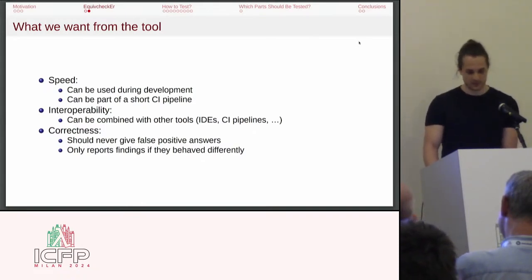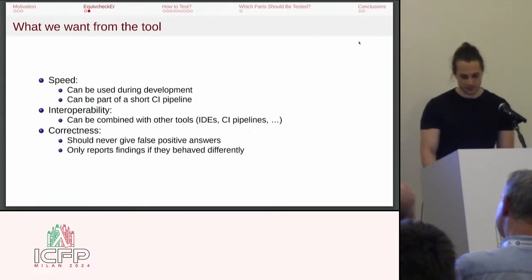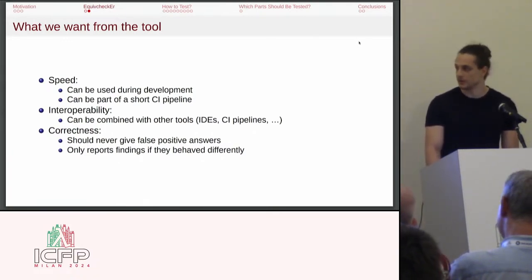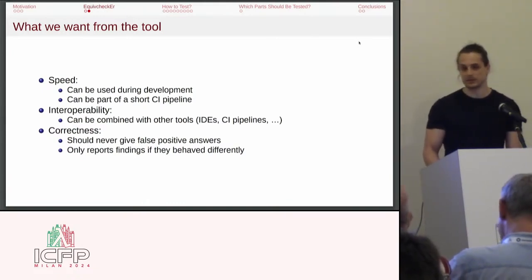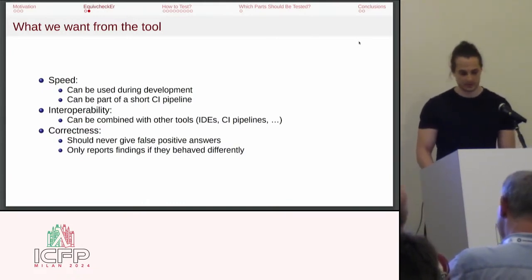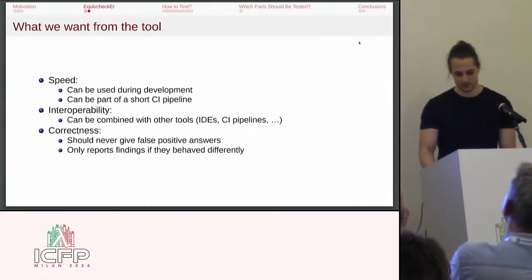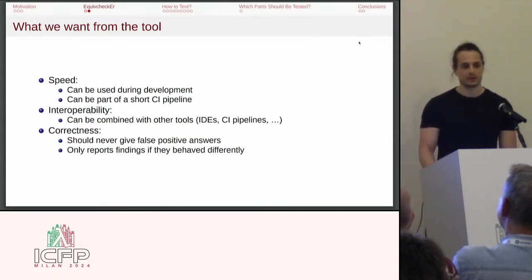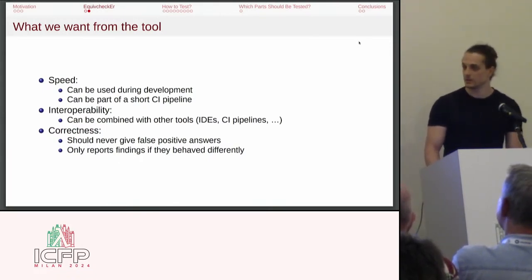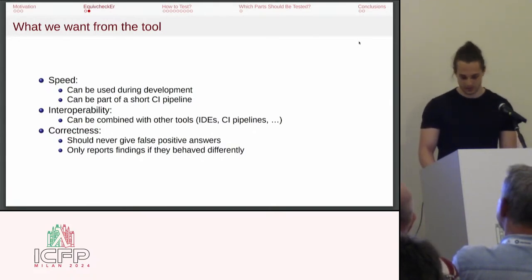But the most important thing is that EquivcheckEr should never give back false positive answers. So it should only report a finding if it's a true positive. And the programmer then doesn't have to later check manually if this is a real bug or just some false positive. And we think that a lot of static and dynamic analysis tools are not used in practice because of the high number of false positives they give back.